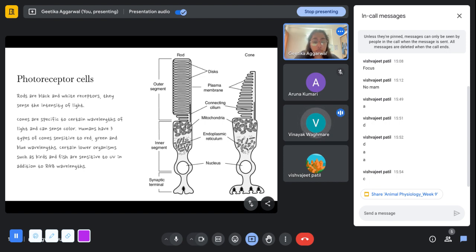So in the exam they can ask us like that: what are the major differences between rod and cone cells? Yes, they can ask you what is the major difference between rods and cones.